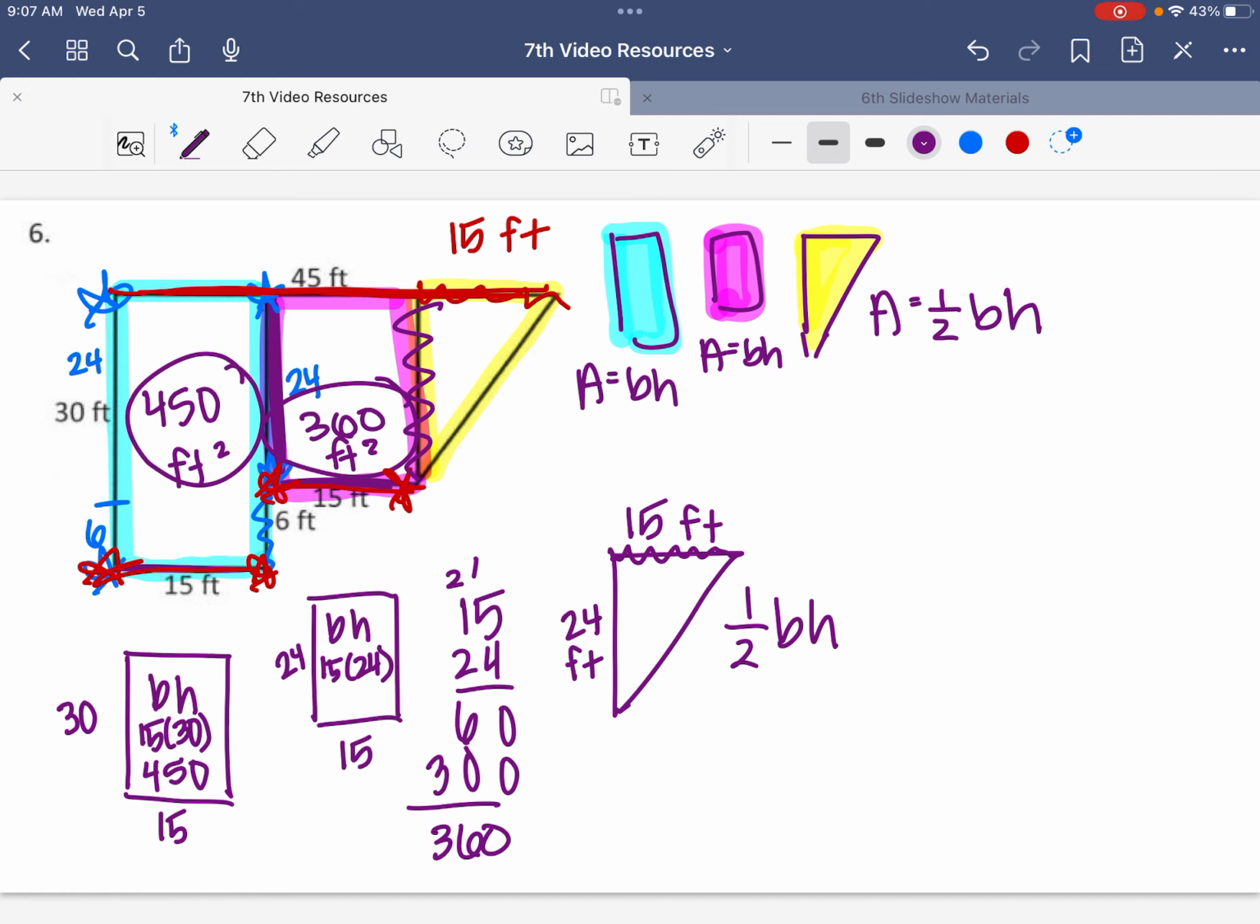So 1/2 of the length of the base, 1/2 of 15, times the height of the triangle, which is 24. And again, it does not matter what order I multiply in, and I'm going to find it easier to take half of 24 because it's even. So half of 24 is 12. And so 12 times 15, we get 180.